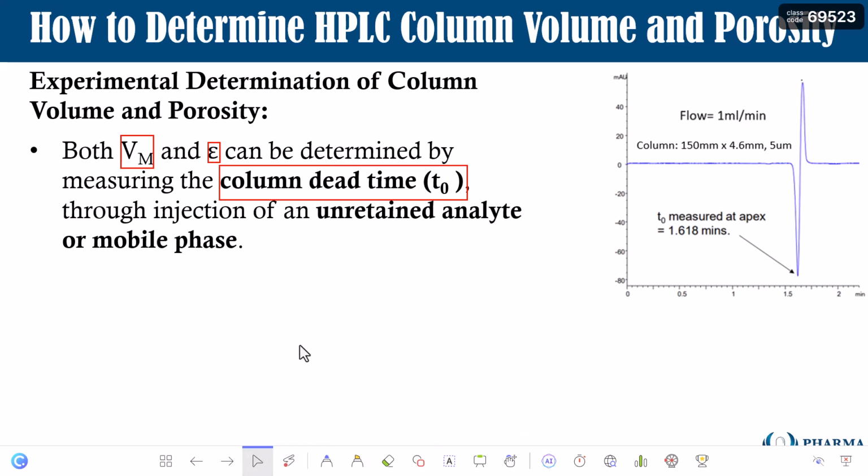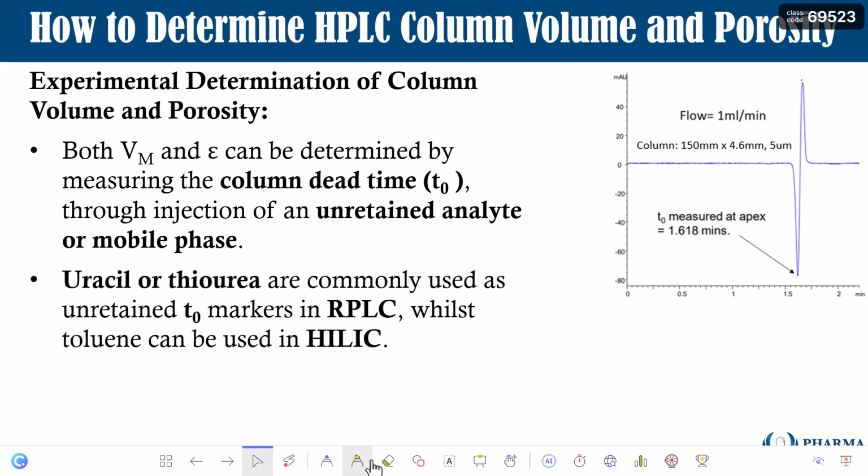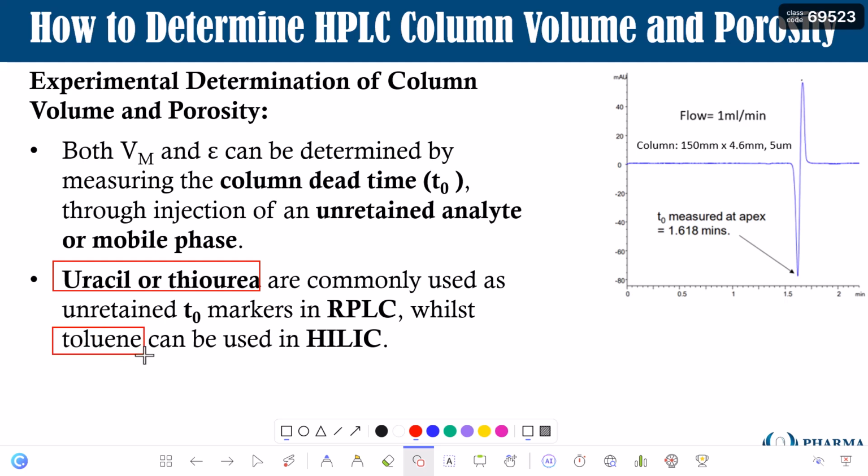If you want to use an unretained analyte, you can think about uracil in case of RPLC, or thiourea, or you can also use toluene in case of HILIC mode operations. So if you inject the unretained analyte or just the mobile phase, you will see that your T0 is 1.618. This is just an example for explaining this calculation. The flow rate was 1 ml per minute, and the column is 150 mm, 4.6 mm, 5 micrometer.